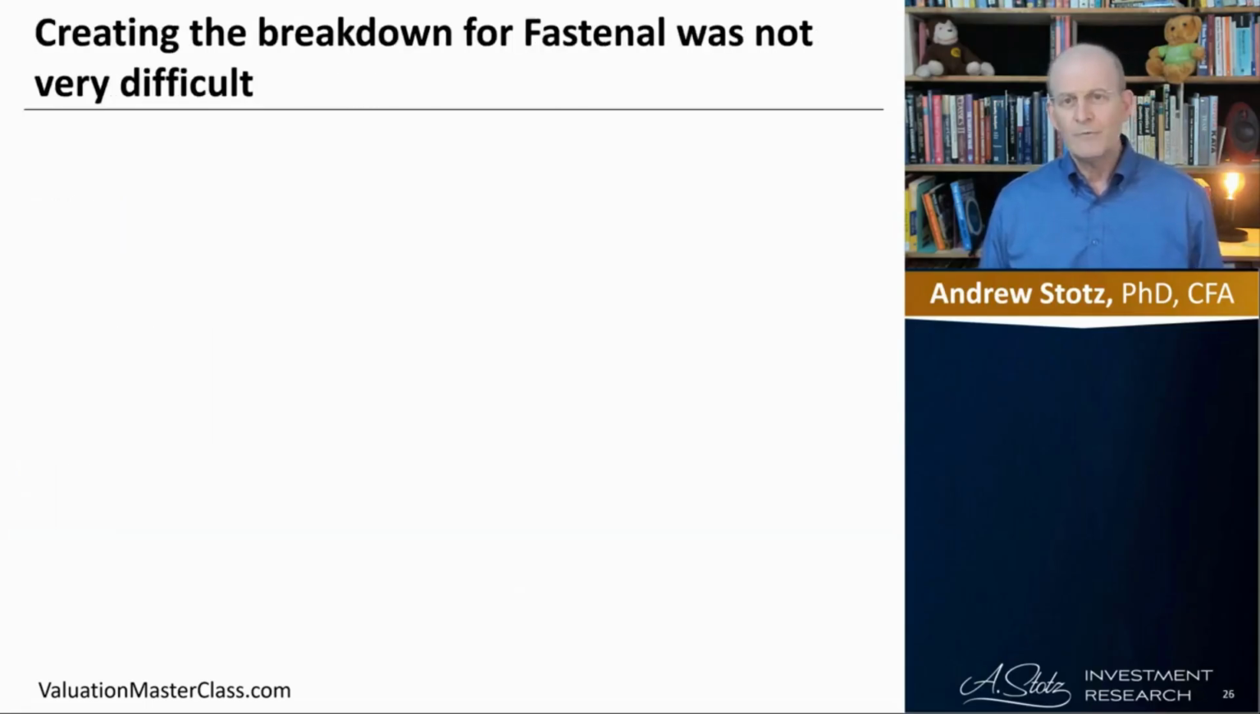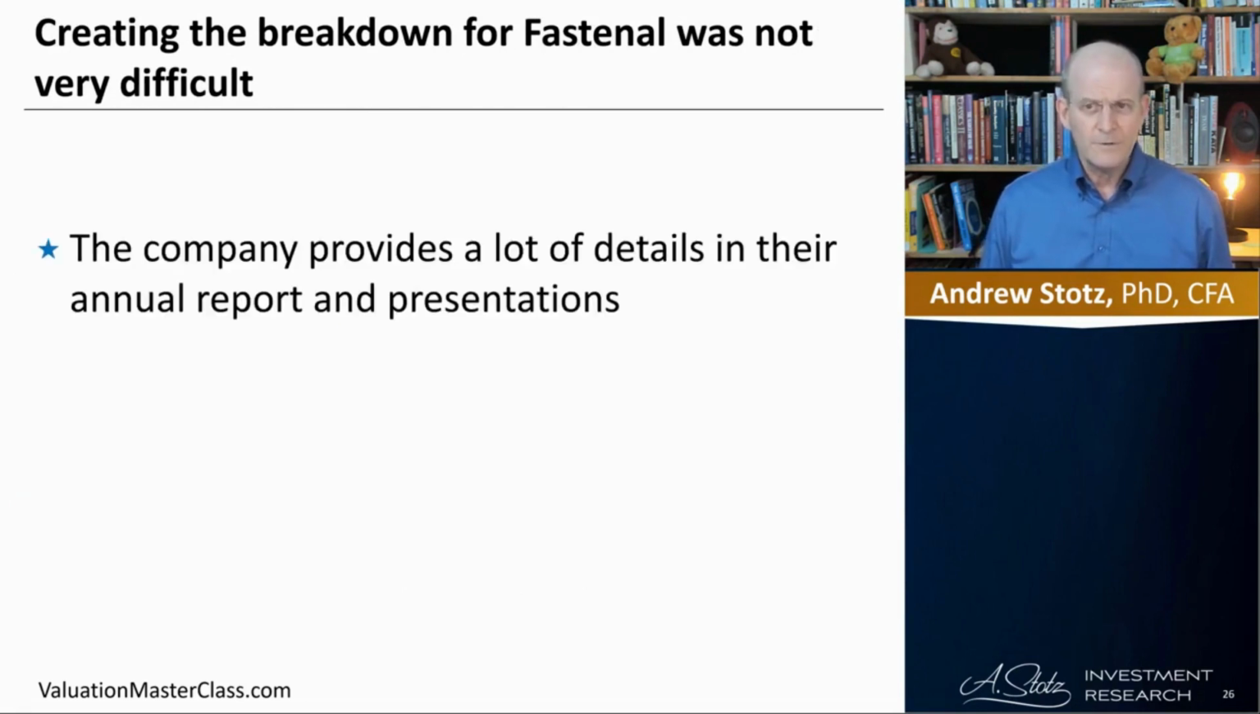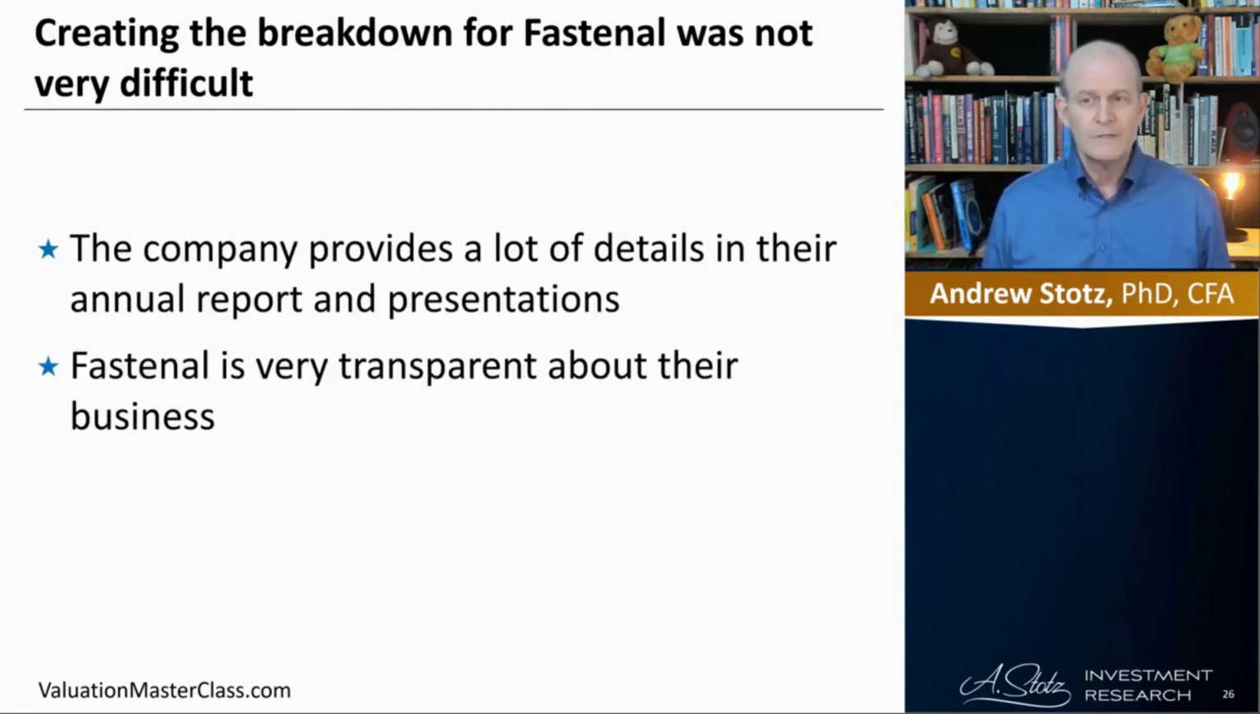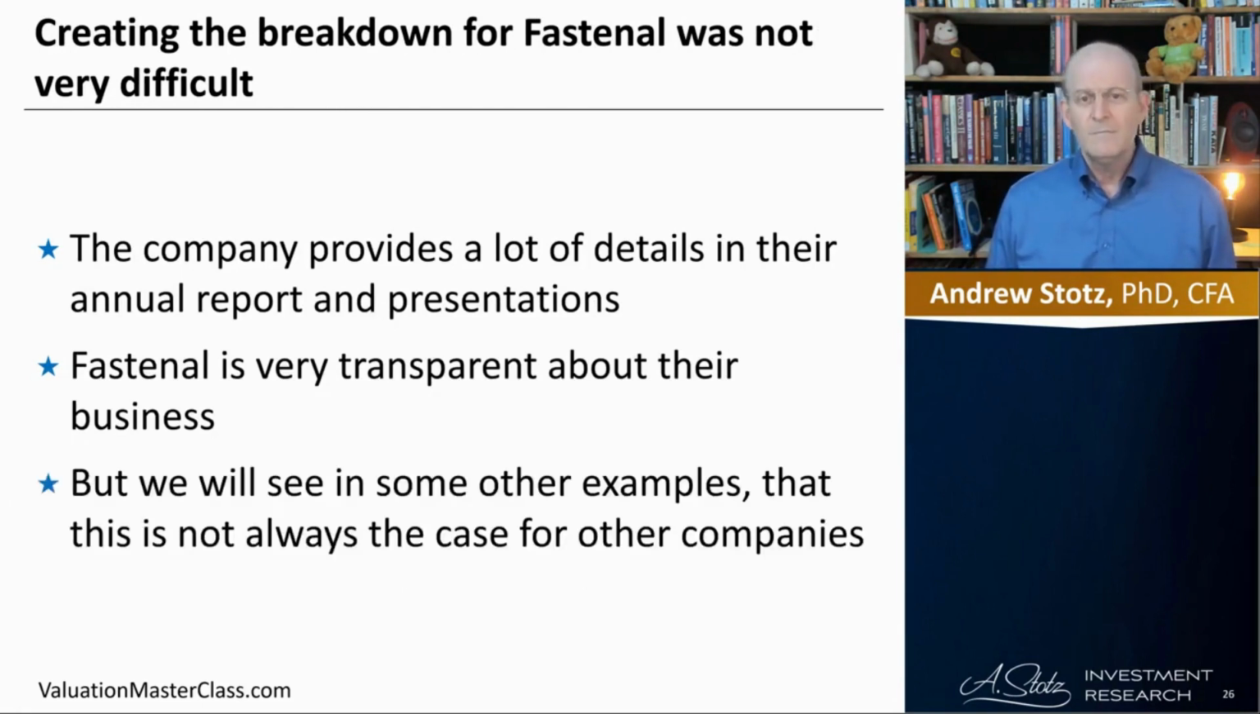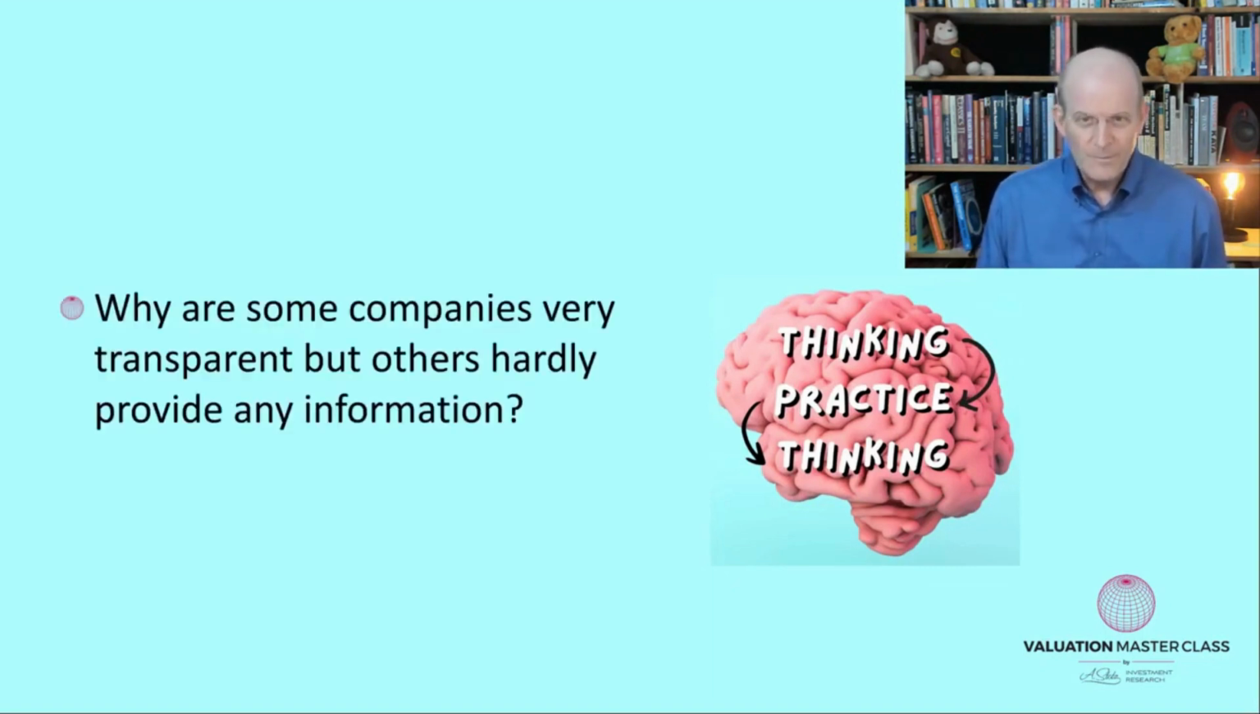So creating the breakdown for Fastenal was not very difficult. The company provides a lot of details in their annual report and presentations, and Fastenal is very transparent about their business. But we will see in some other examples that this is not always the case for other companies. So let's think a little bit more. Why are some companies very transparent, but others hardly provide any information?